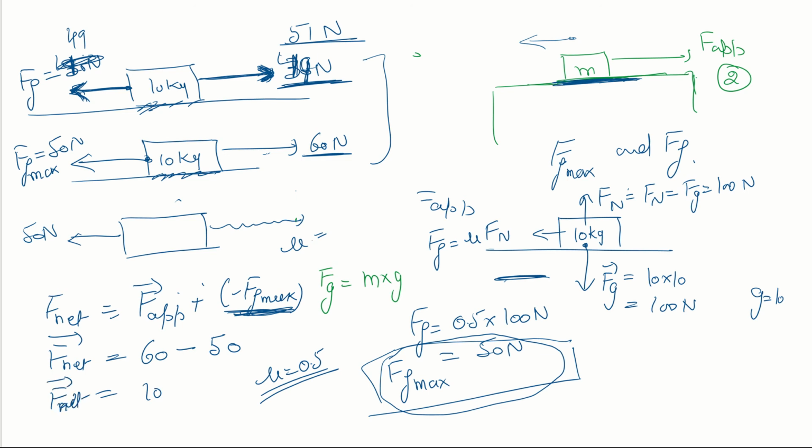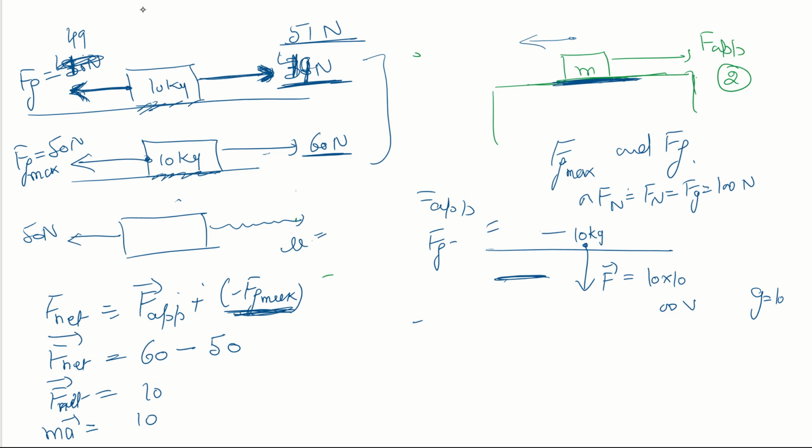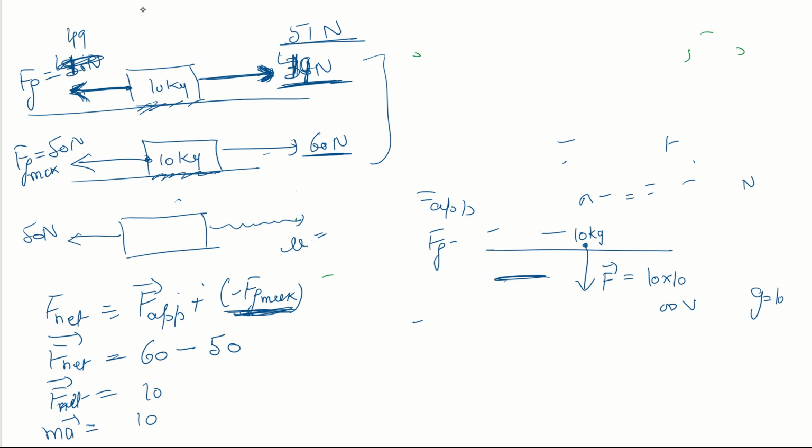F net, and if I wanted to do it in detail, I can write it as mass times acceleration, which is equal to 10 times a, and I can find the acceleration of the object also. So I'm not going to do that right now. I'll leave that up to you guys. Acceleration will come out to be 1 meter per second squared for this question.